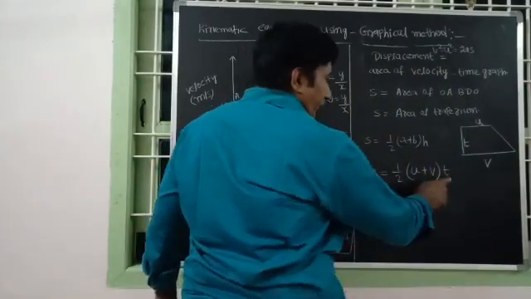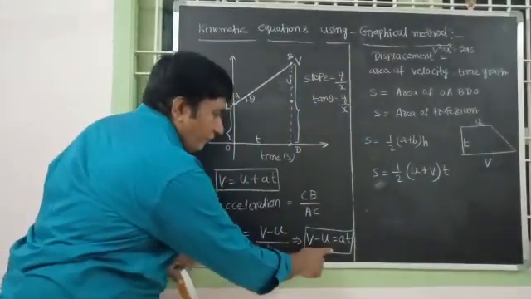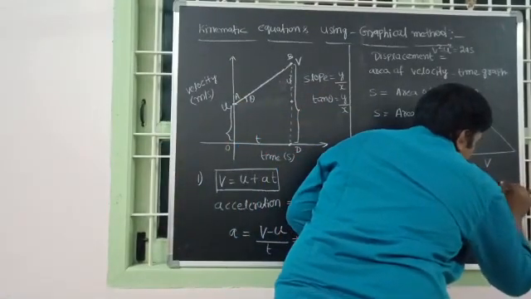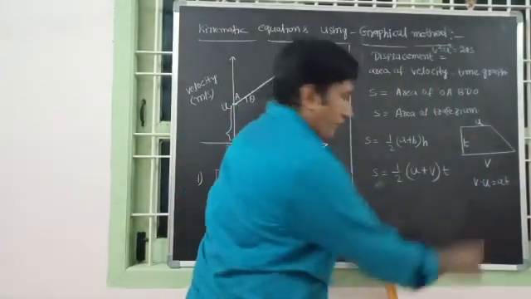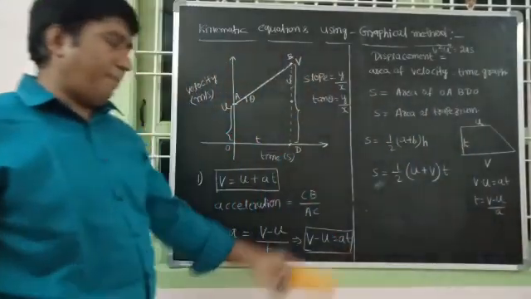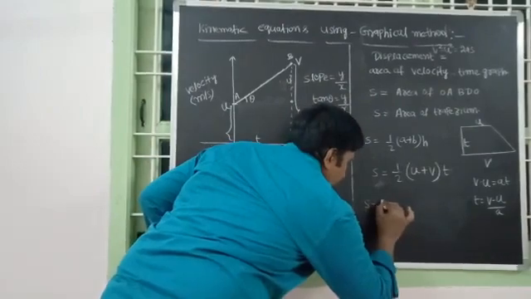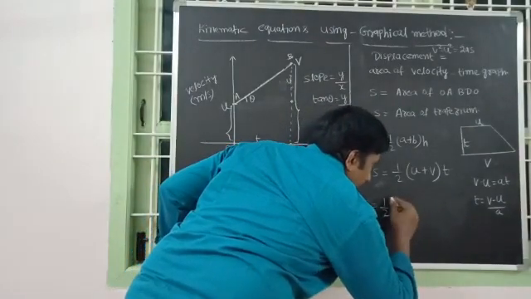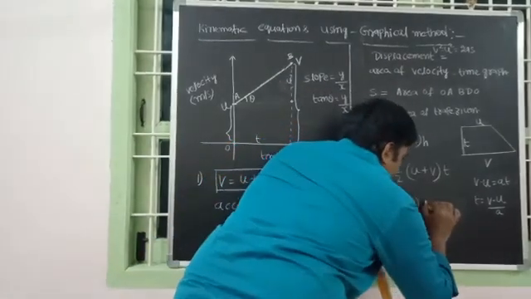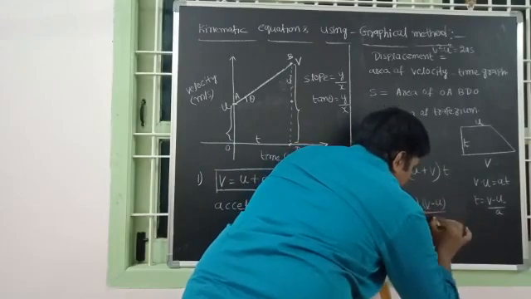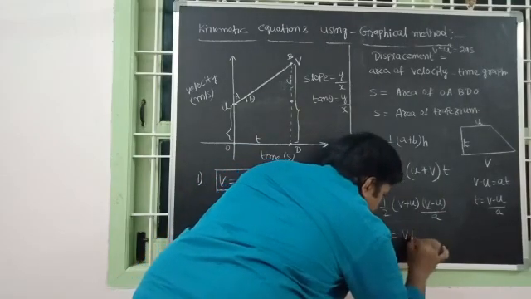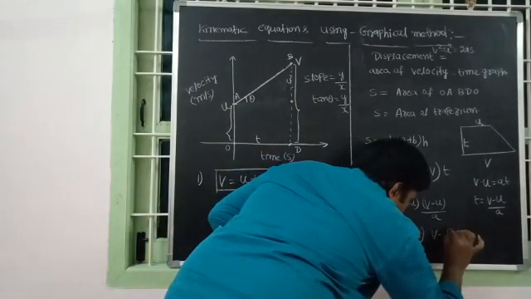We have obtained t. Again from the first equation, v minus u is equal to a, so t is equal to v minus u by a. By substituting that value, S is equal to half into v plus u, and interchanging, into v minus u by a. With the help of this, 2aS is equal to v plus u into v minus u.